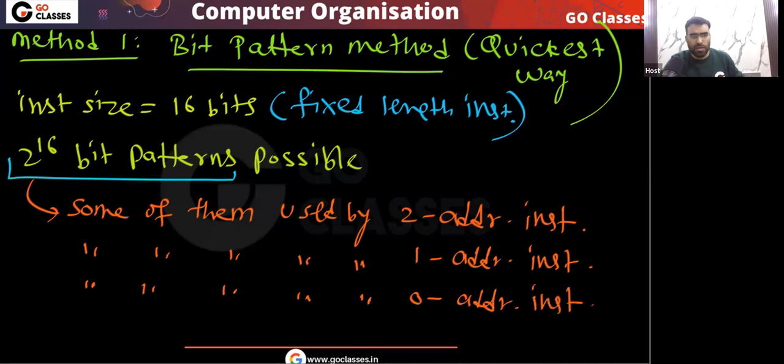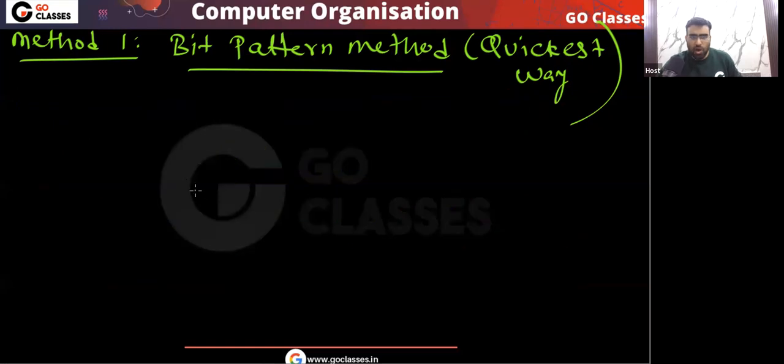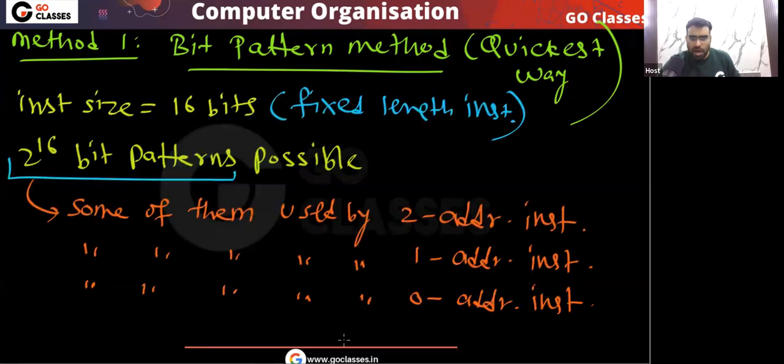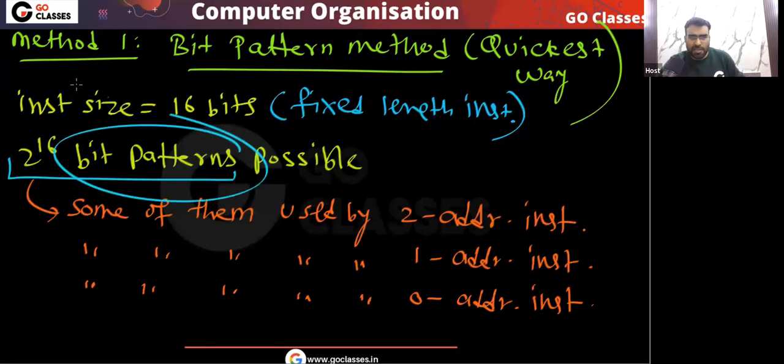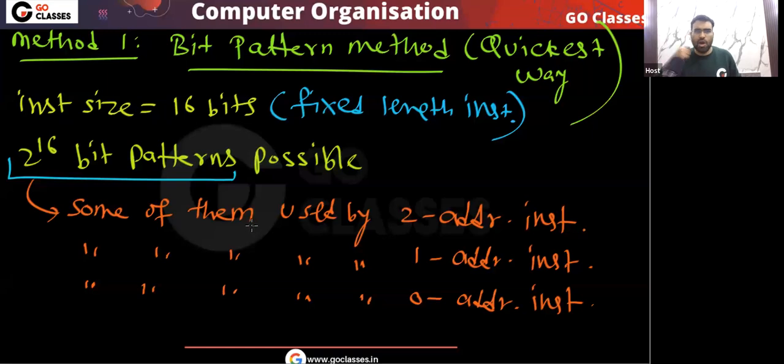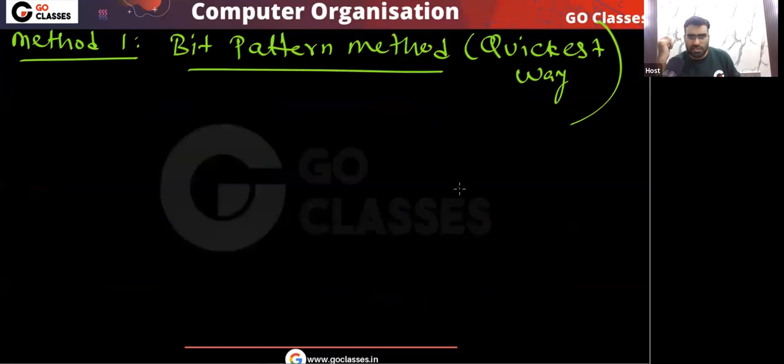Very simple point, because remember your 2 address instruction also has 16 bits. So 2 power 16 bit patterns are possible. From these bit patterns, some of them will be 2 address instruction, some of them will be 1 address instruction, some of them will be 0 address instruction. Now you tell me how many encodings are used by 0 address instructions, how many bit patterns are used by 1 address instruction, and how many bit patterns are used by 2 address instruction.